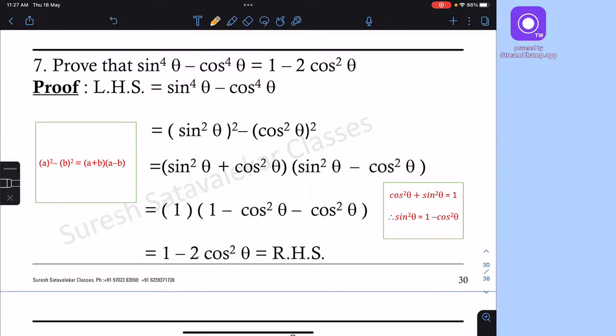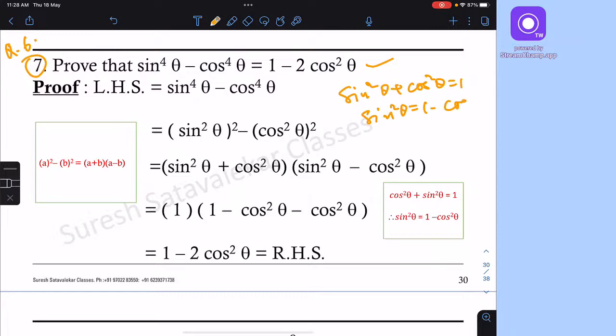Next is example question number 6, sub question number 7. Prove that sin raised to 4 theta minus cos raised to 4 theta is equal to 1 minus 2 cos square theta. We will find that in the left hand side there is sin theta, but on the right hand side sin theta is not there. So you have to get rid of sin theta. For that you know that sin square theta plus cos square theta is equal to 1. So sin square theta can be written as 1 minus cos square theta. The left hand side contains sin raised to 4 theta, that is sin square theta whole square. Okay, so that will be useful.